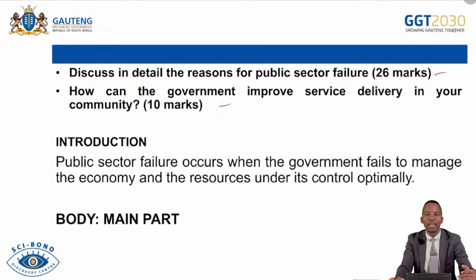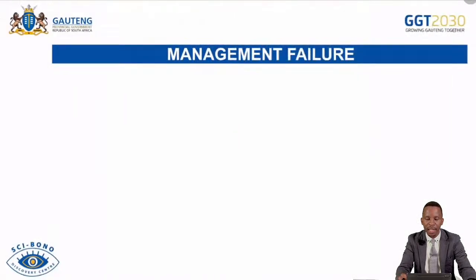You need to explain or describe what is meant by public sector failure. So in the definition here we said, public sector failure occurs when the government fails to manage the economy and the resources under its control optimally. Then you can provide any other response that is relevant to public sector failure. That is worth 2 marks. And then the main part.